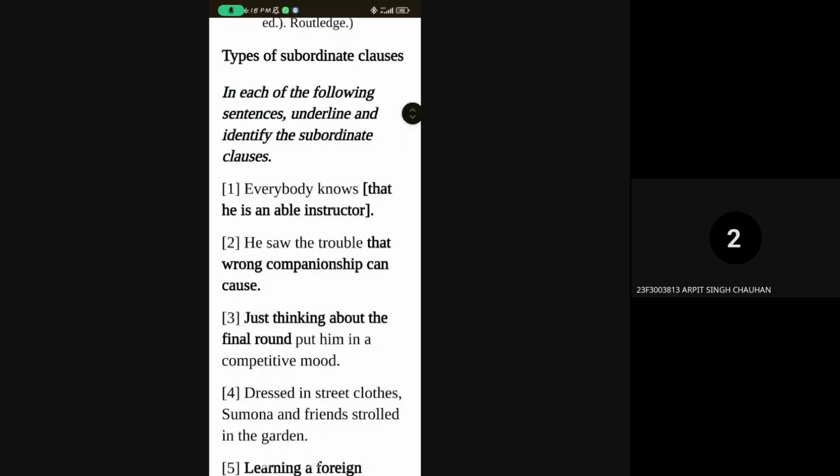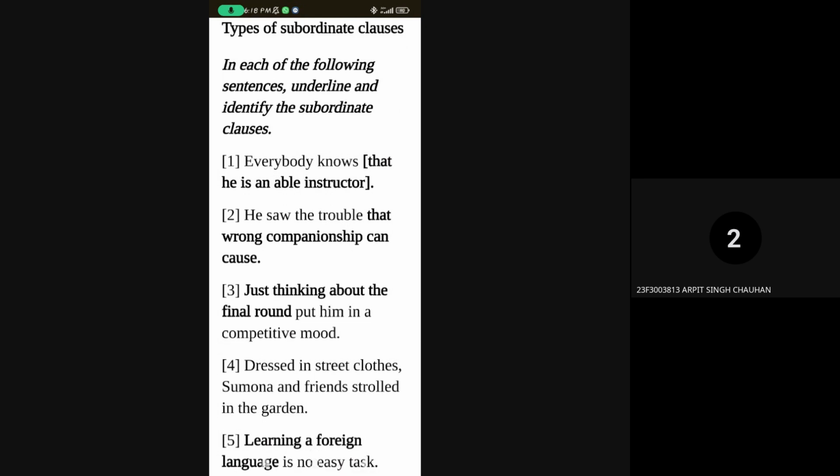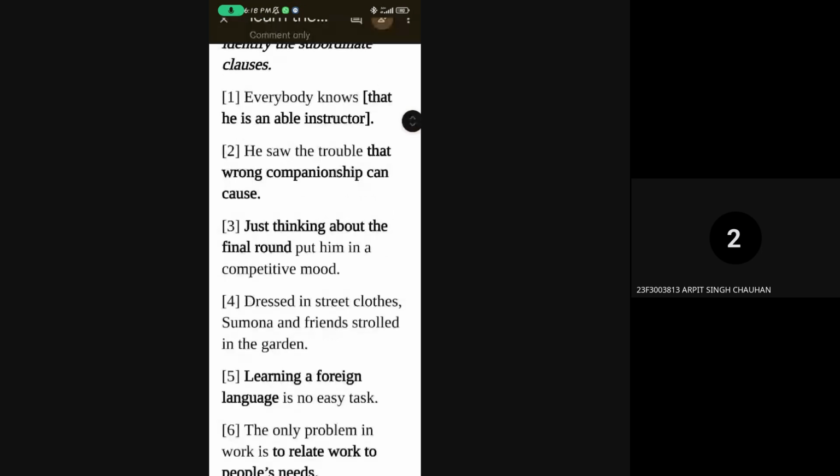So let's look at this one, types of subordinate clauses, right? That's what is going to be important for you in the exam. We'll have a good number of questions from that side. So you need to understand, first thing first, one should know which part of the given sentence is the subordinate clause, and the other part is that you should know what kind of subordinate clause it is, right?